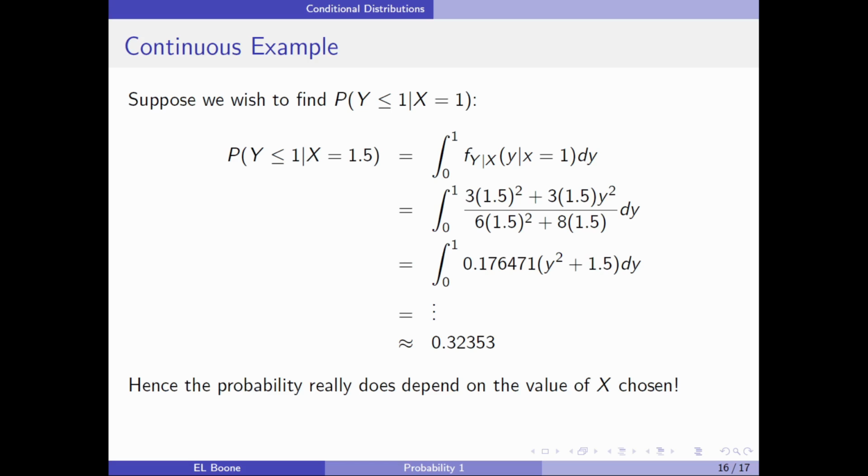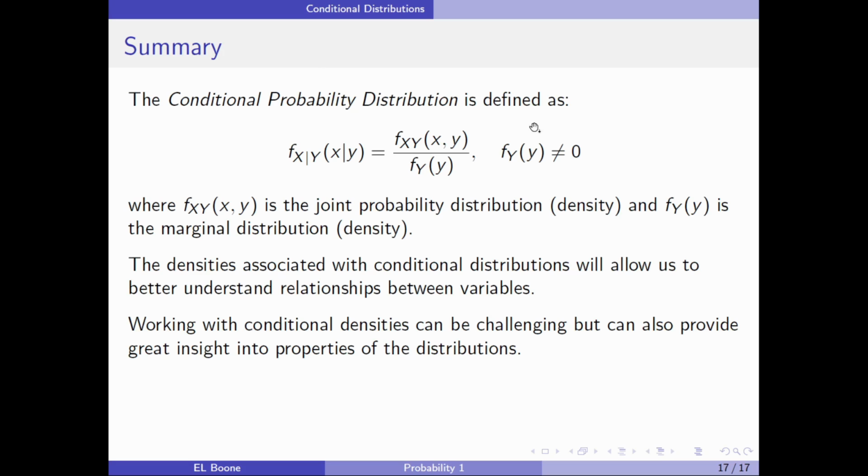These distributions really depend on x. You just don't change them or pick x willy-nilly or just out of your head. You need to be given that information in order for this to make sense. All right, so the conditional probability distribution is defined by our formula here, where we have a joint distribution and marginal distributions. The densities associated with them will allow us to better understand relationships between the variables, right? We saw that by just changing 1 to 1.5, the probability increased dramatically, almost doubled. So keep that in mind.